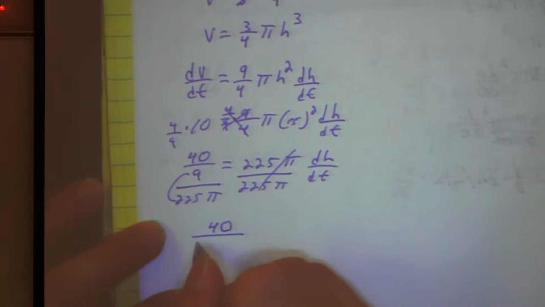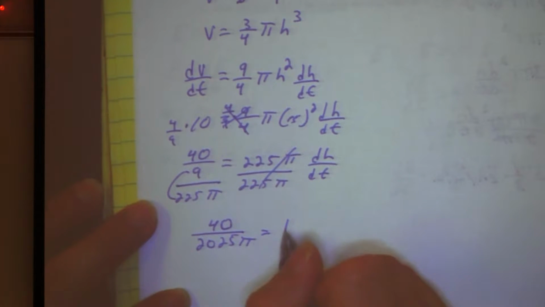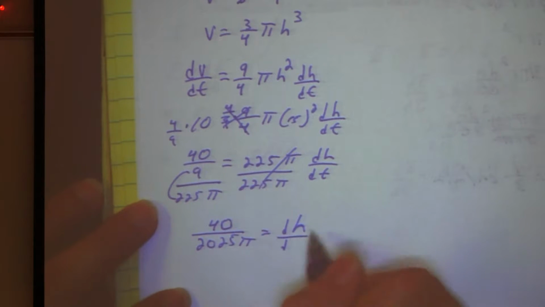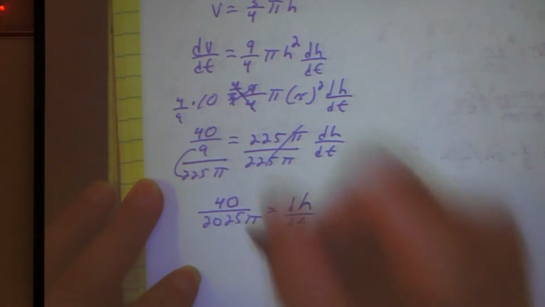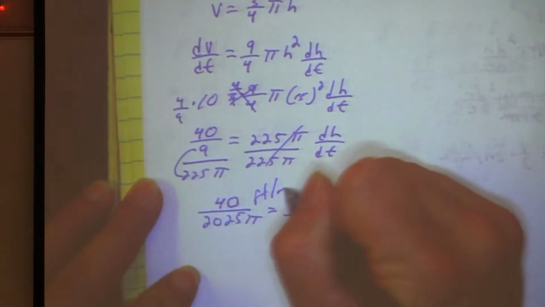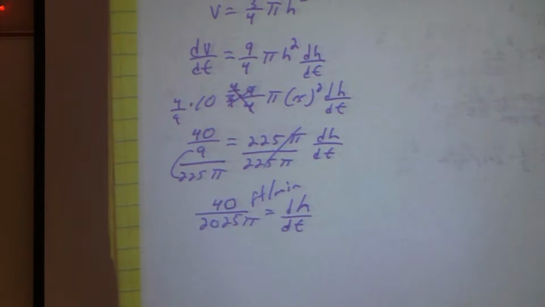So this is 40 over 2025 pi equals dh/dt. And what are the units there? Feet per minute. Good? Can we simplify? Probably. Do we have to? No. What goes into 40 and into 2025?